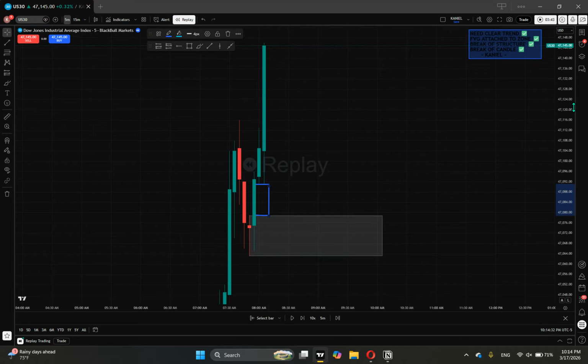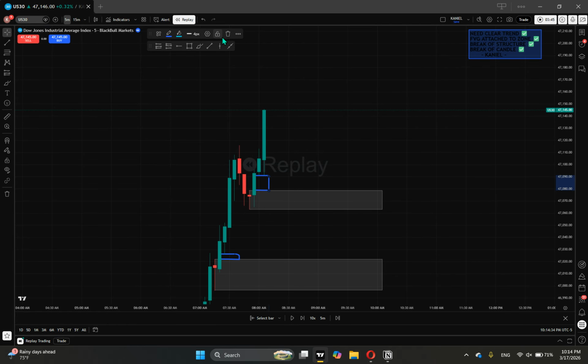We got the break of structure, which would be price made this high that broke above this minor high right here. So all we're waiting for now is for price to come back into the zone and stay in the zone, and then for us to be able to enter on the break of candle. Alright, let's continue playing out.